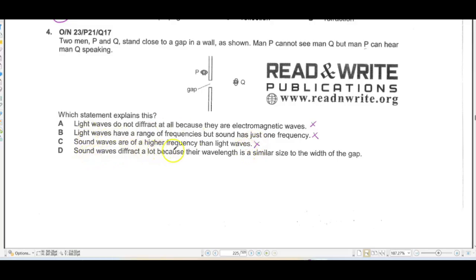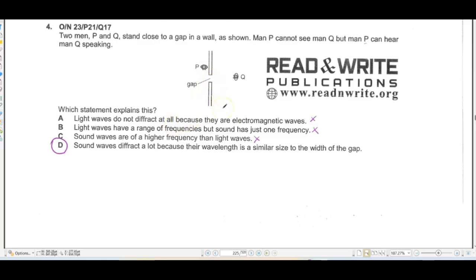Sound waves diffract a lot because their wavelength is of a similar size to the width of the gap. Yes, D is correct. Diffraction is taking place because their wavelength is comparable to the width of the gap. The diffraction is going to take place over here. So D is the correct option.